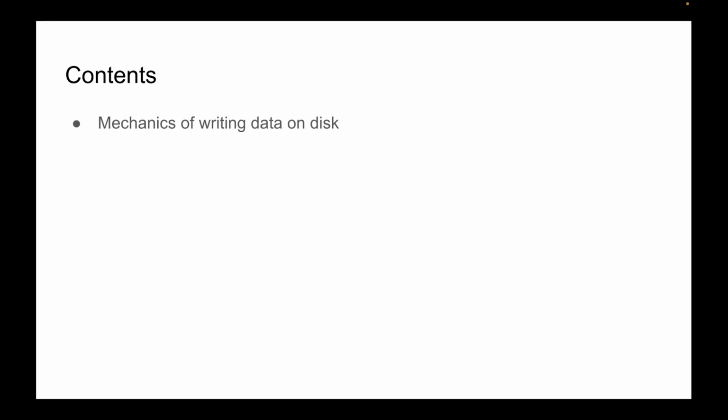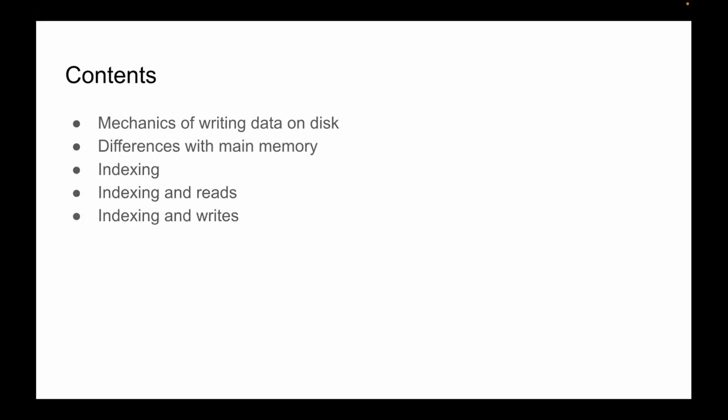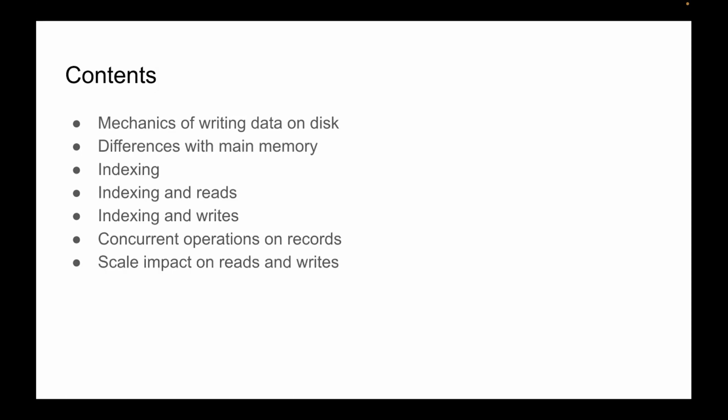Okay. So we'll start with essentially the mechanics of writing data on disk. How is it different from main memory? What's indexing? How does indexing impact reads? How does indexing impact writes? Then we'll talk a little bit about concurrent operations on records, and then we'll move on to scale and figure out how scale impacts concurrency, reads, and writes. We'll also look at transactions. Where do transactions come into play, and then how does scale impact transactions.